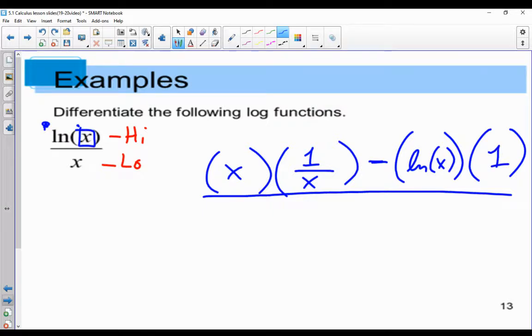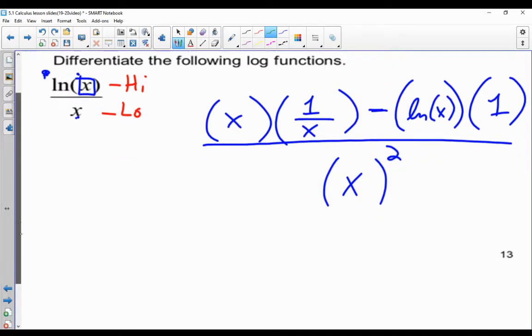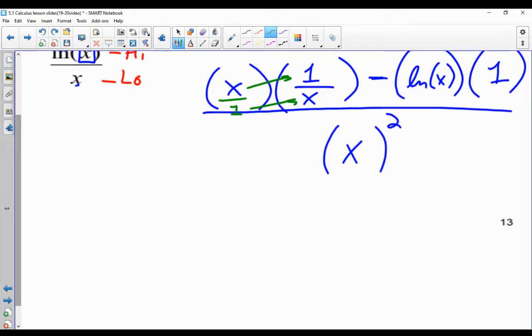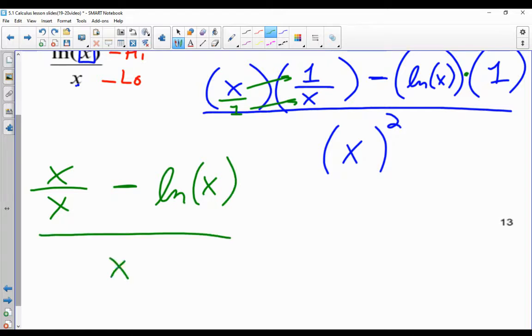So you go, low D high minus high D low, and then bottom squared, where your bottom is x. There you go. Now we just got to simplify. Well, first, over here, I'm going to rewrite the x as x over 1. So that means I can multiply these two fractions. And that is going to give me x times 1, which is x. And then on bottom, I'll also have x. And then minus natural log of x times 1. Well, multiplying anything by 1 doesn't really change anything. That's just going to give me natural log of x. And then bottom squared, which is x squared.